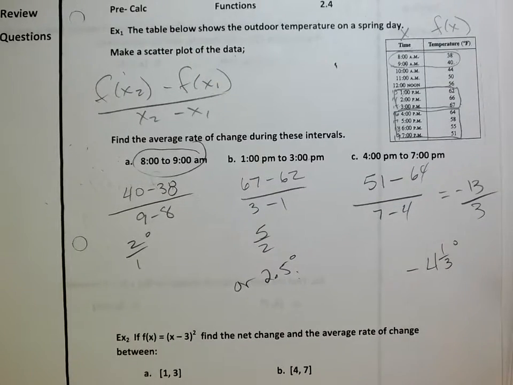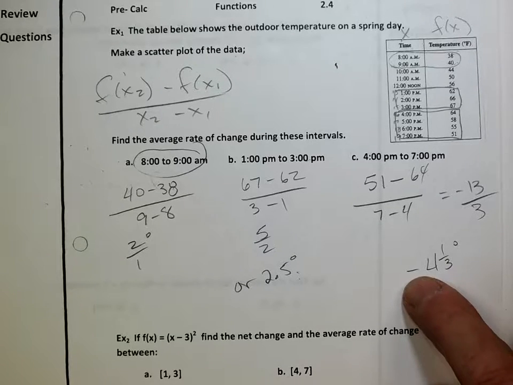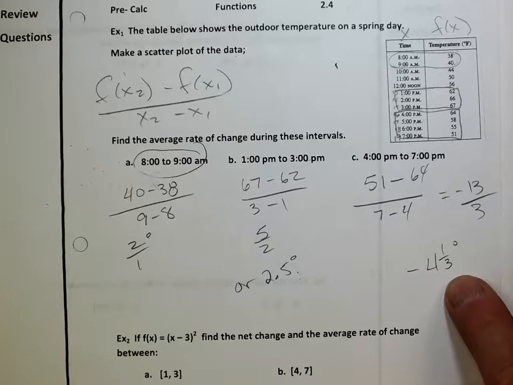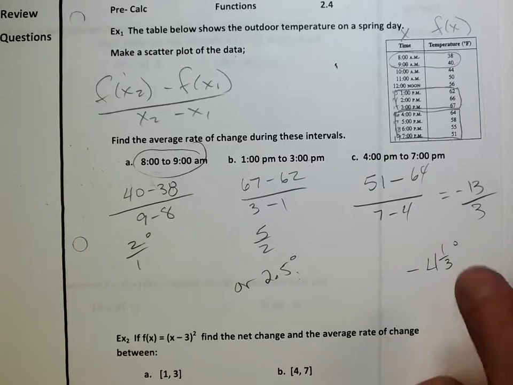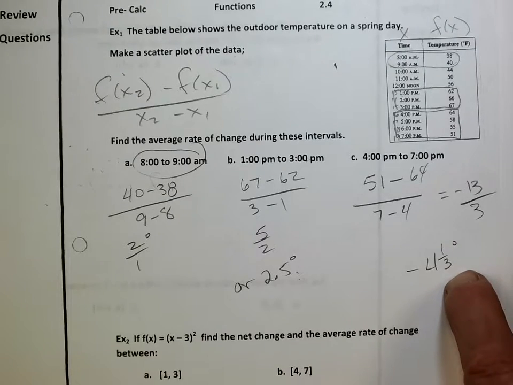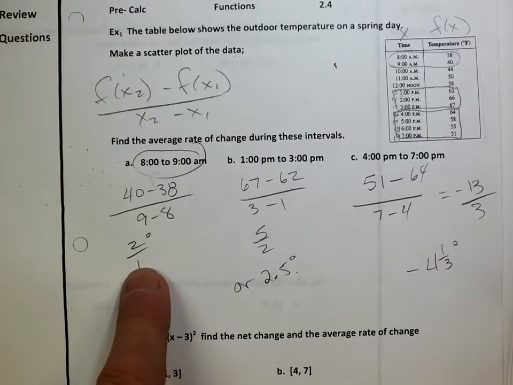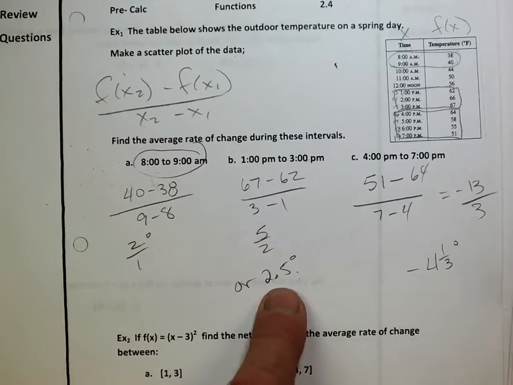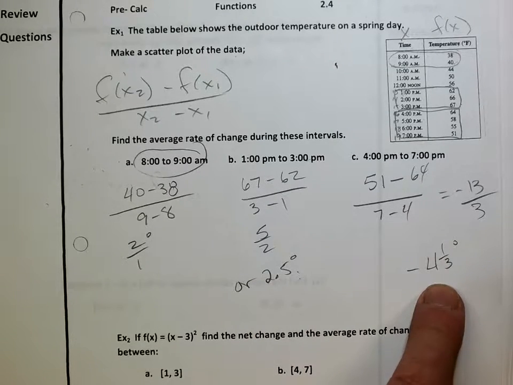degrees. A negative answer makes sense because the temperature is dropping. Everybody agree? Negative totally makes sense. And it's dropping rapidly because we know, living here in Leavenworth, once that sun goes behind that mountain, it gets cold fast, doesn't it? Right? Okay, and that's why these are all rates. 2 degrees per hour, 2.5 degrees per hour, negative 4.333 degrees per hour, okay?